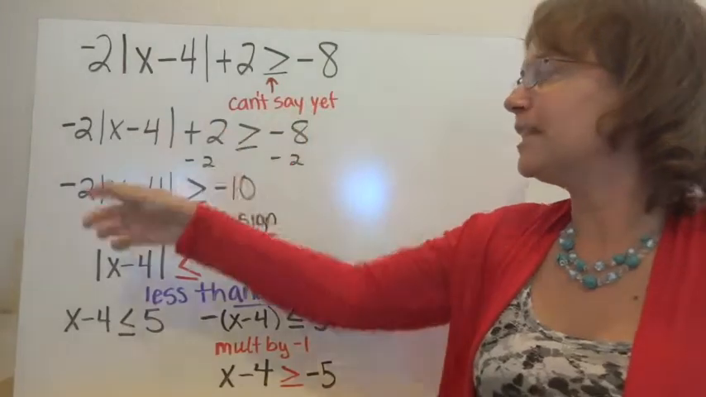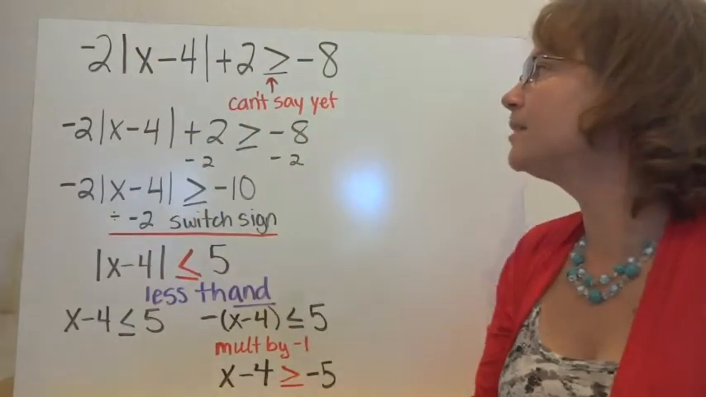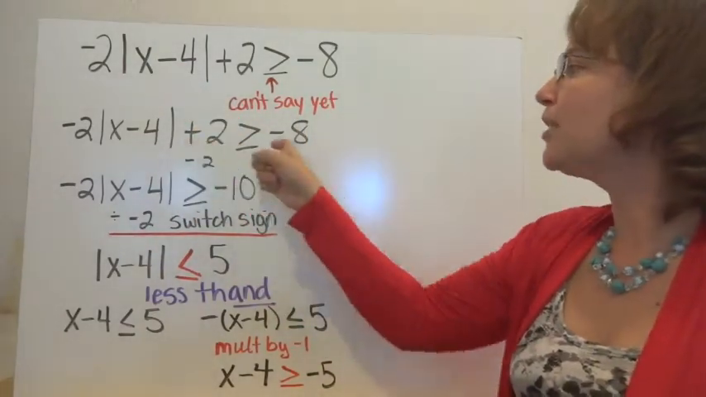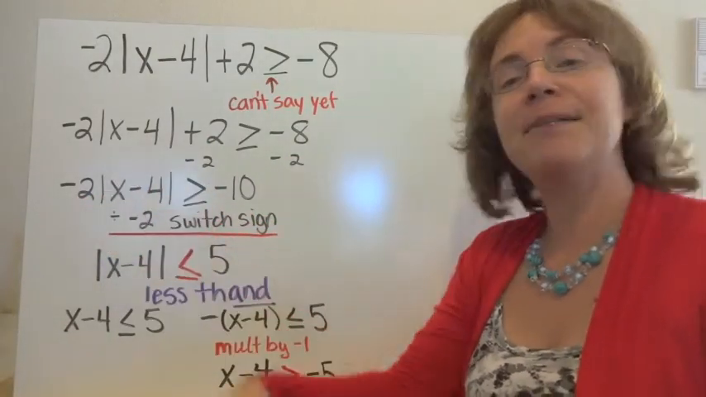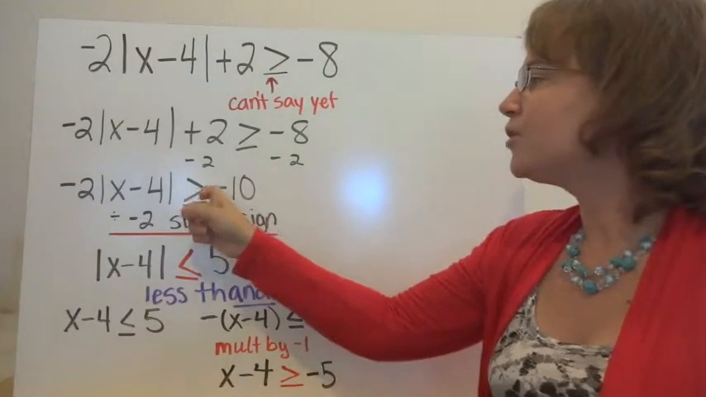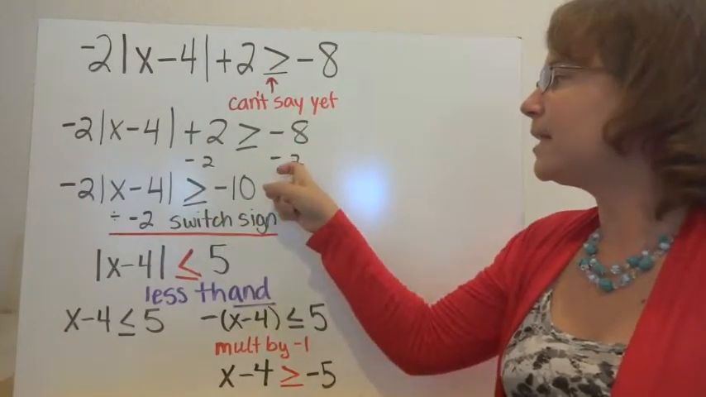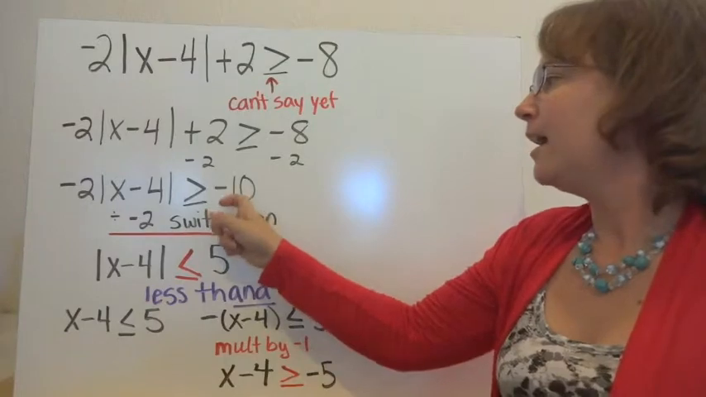Okay, so what we want to do, same kind of thing, is isolate our absolute value part, and we're going to subtract 2 from both sides. After we do that, we have negative 2 times the absolute value of x minus 4 is greater than or equal to negative 8 plus negative 2, which is negative 10.